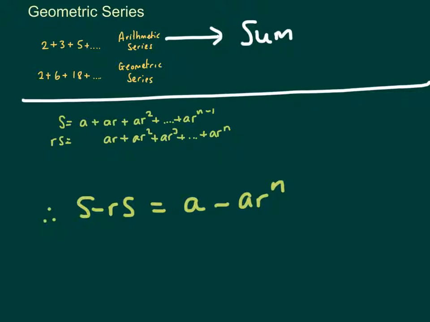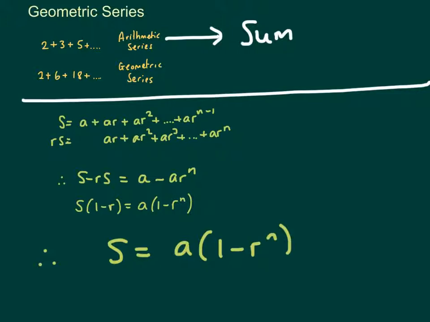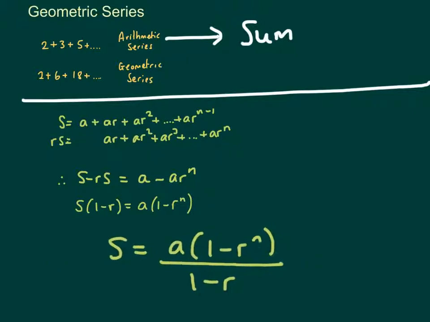Now if we factorise both sides, we'll get s brackets 1 minus r, and then on the right hand side we can have a brackets 1 minus r to the power n. So now if I divide both sides by 1 minus r, I've got an expression for the sum. So the sum would be a brackets 1 minus r to the power n divided by 1 minus r. Let's just move that across to the left.